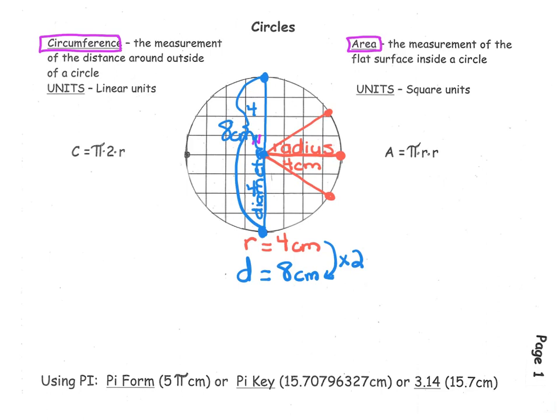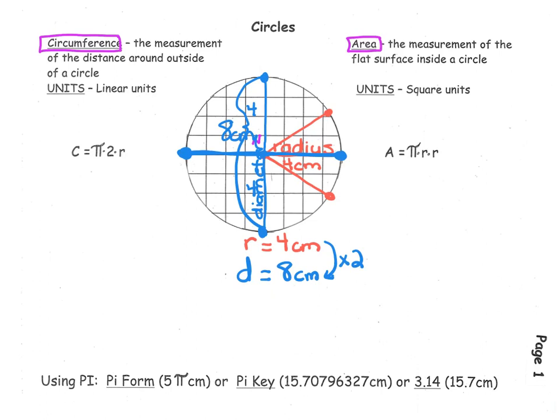Let's draw a diameter from 9 o'clock to 3 o'clock. This diameter is also 8 centimeters in length. So in this particular circle, our radius is 4, our diameter is 8. Now let's take a look at the circumference and the area.